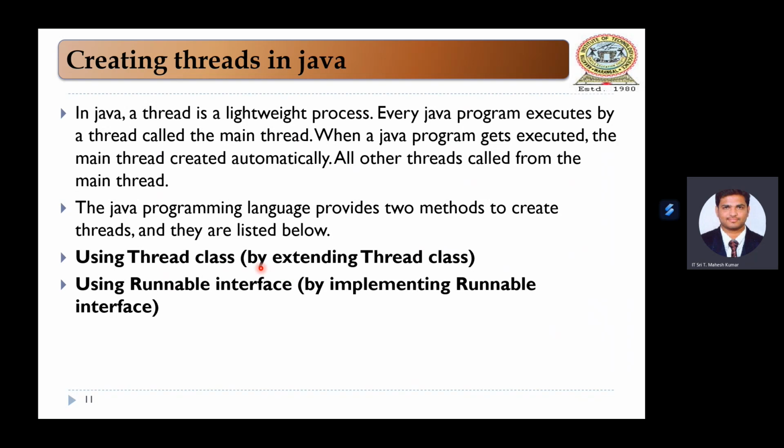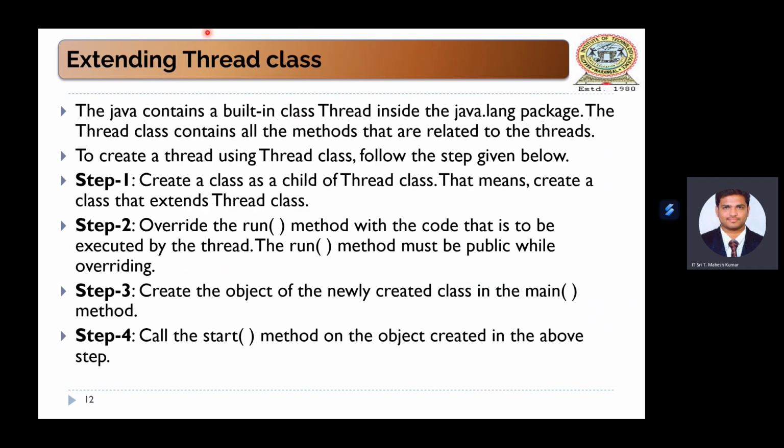The very first one is using the Thread class. And one more is using the Runnable interface. Whenever you are using the Thread class, you have to use the keyword called extends. Whenever you are using an interface, we use the keyword called implements. So this is if you want to create a thread by using the Thread class.